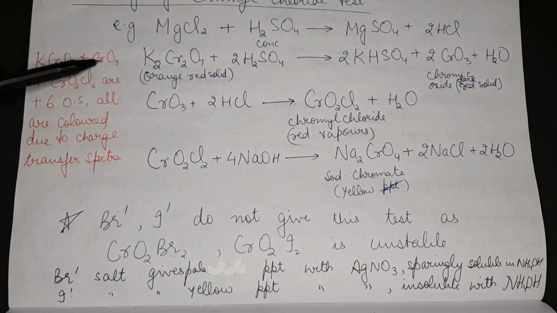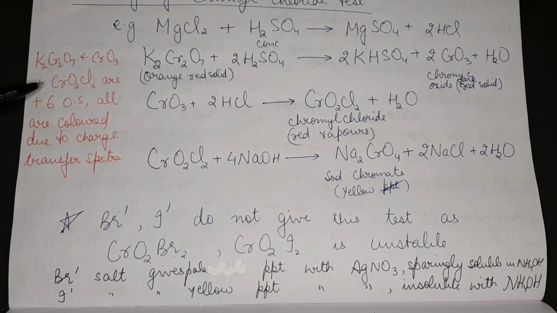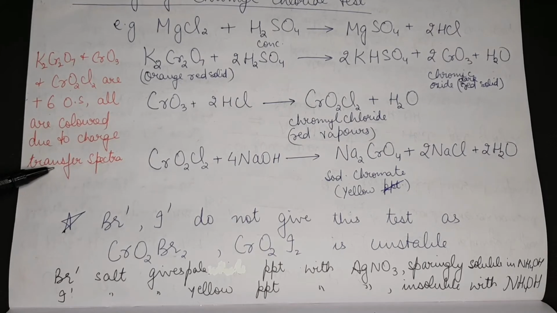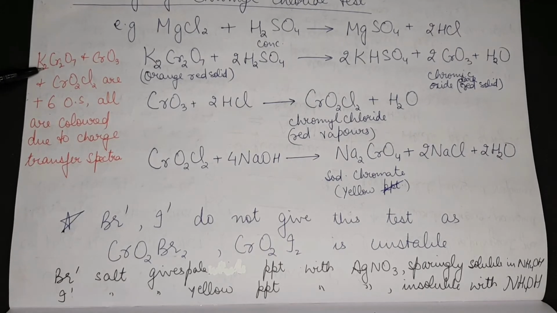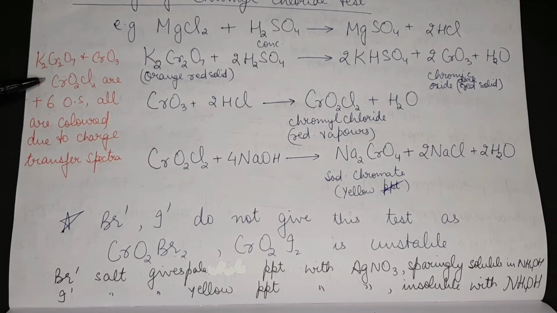Potassium dichromate, chromium trioxide and chromyl chloride are all in the +6 oxidation state. All are colored due to charge transfer spectra. The +6 oxidation state of chromium means no vacant d orbitals. So, a very important point again to keep in mind.